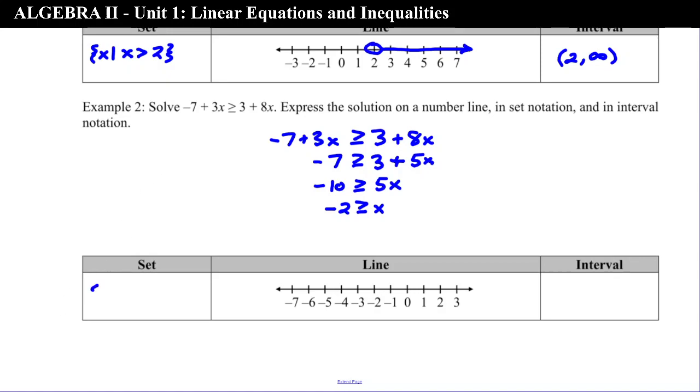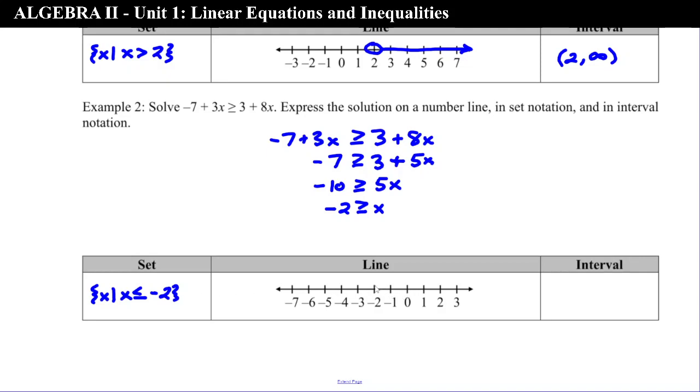When we write this in set notation, we often like to lead with our variables. So I'm just going to flip the whole inequality around. Start with x, have our inequality sign still point to x like it did up here, and then we have -2. So the solution would read as x such that x is less than or equal to -2.